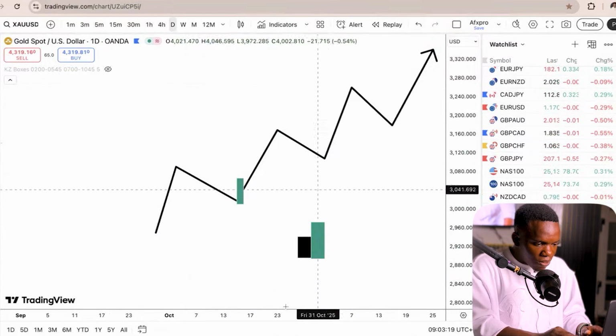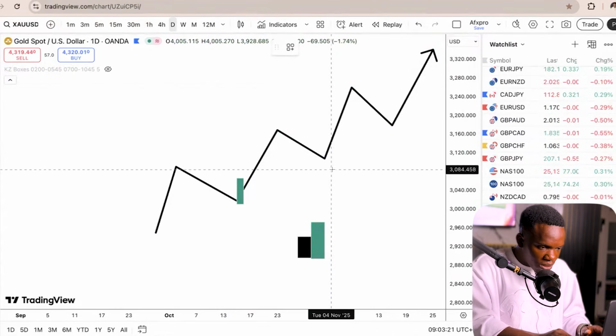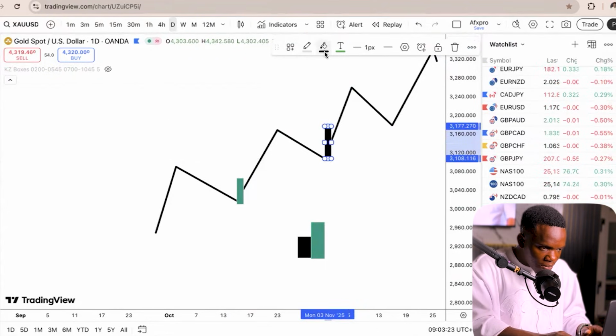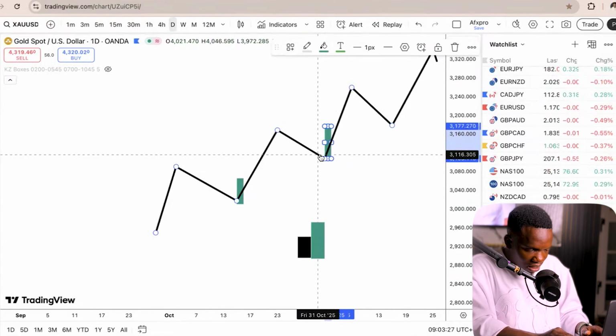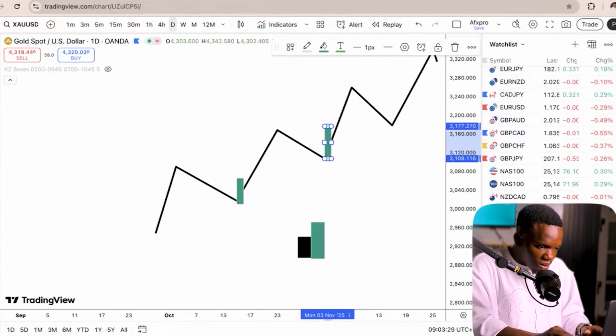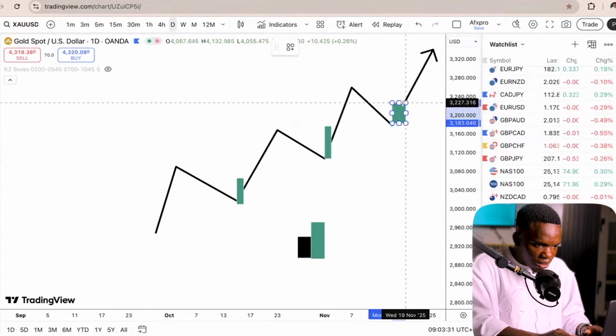Like here, you will see it right here. Obviously, you will see the pattern here. All right, because before this bullish move to the upside, there was a black candle here. You also see it here as well. All right, you also see it here.